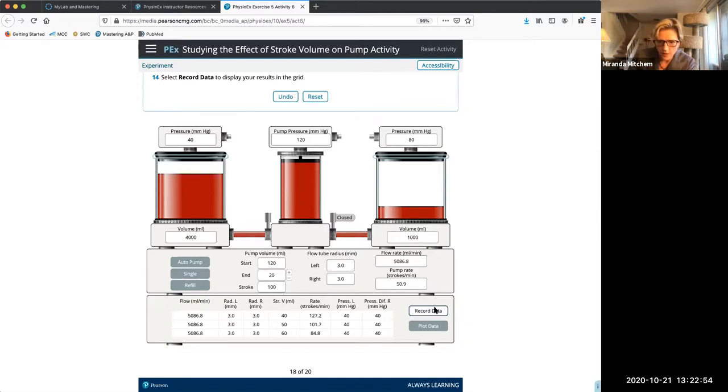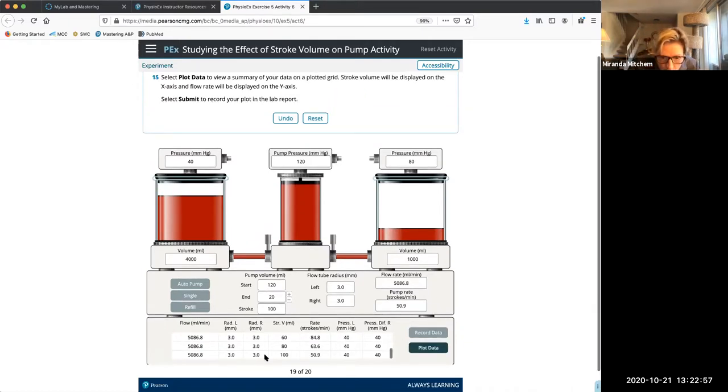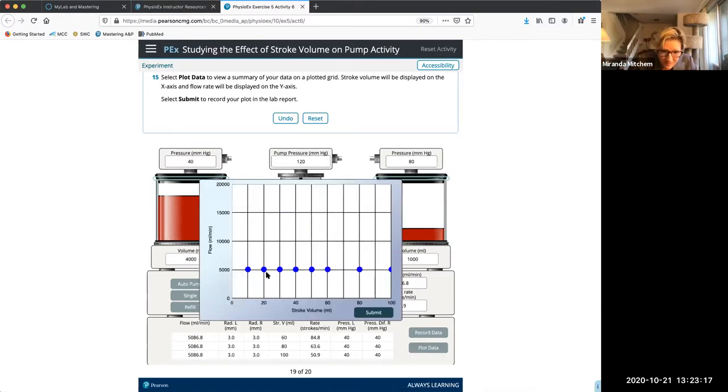Let's record our data and look at these last 2 points. So let's look from 60 to 80 to 100, which is what you're seeing. Still our flow is the same, but look what's happening to our strokes per minute. They are decreasing because of the increase in stroke volume. Let's plot it. Flow stayed the same, right? But look at the difference in the stroke volume, right? We're not hitting every point, well, we are, it's just how we set it. So, okay.